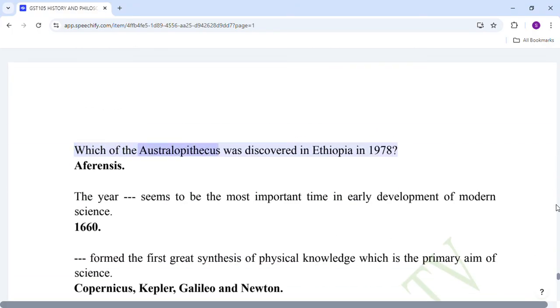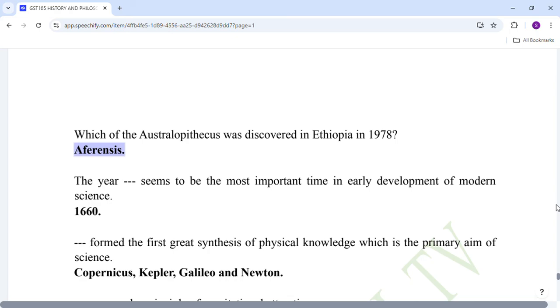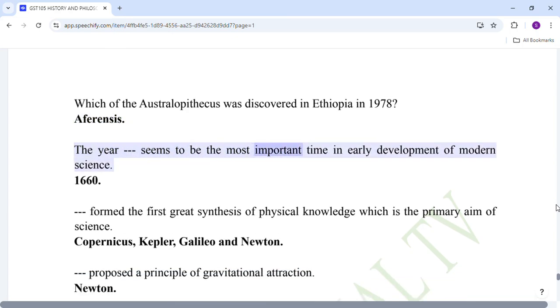Which of the Australopithecus was discovered in Ethiopia in 1978? Afarensis. The year dash seems to be the most important time in early development of modern science.